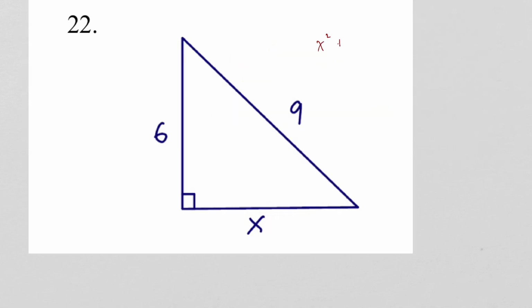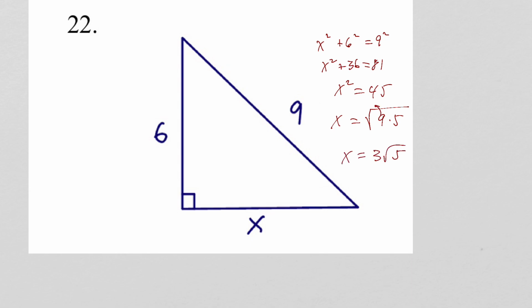Here, x squared plus 6 squared is equal to 9 squared. So x squared is equal to 81 minus 36, which is 45. So x is equal to the square root of 45, which is 9 times 5. We square root that, and we get 3 root 5.